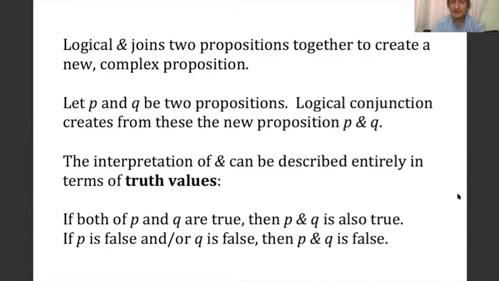The interpretation of logical and can be described entirely in terms of truth values. And this is one of the things that makes it very useful. If both P and Q are true, then the formula P and Q is also true. If P is false and/or if Q is false, then P and Q is false.